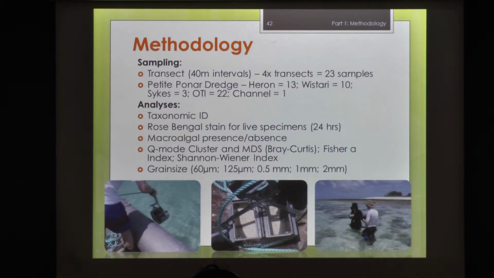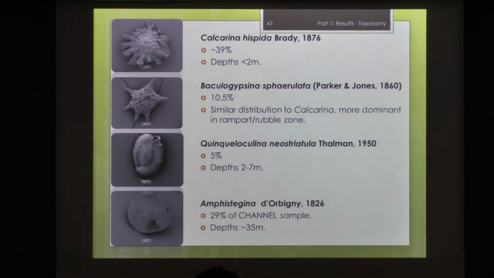I looked at macroalgal presence and absence, and then I used the same suite that I'd been relying on for a lot of my analyses, and I also looked at grain size. So what I found was Calcarina hispida, this dude, was 39% of my total forams, and it was particularly found in depths of less than 2 metres. Baculogypsinoides ferrulata, 10.5%, was the number 2 contender, with a similar distribution to Calcarina, more dominant in the rampart and rubble zone of the reef.